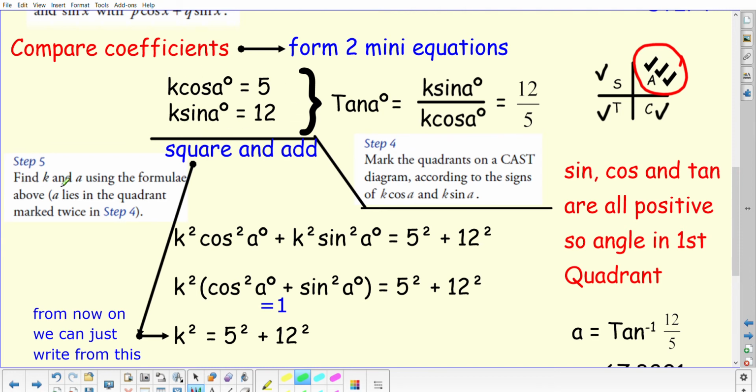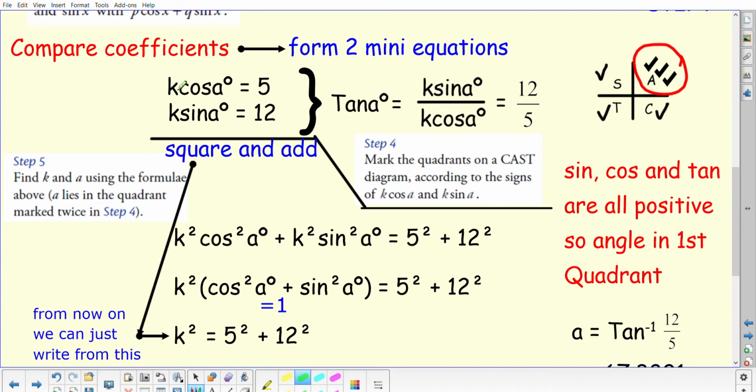So coming back to the two equations and looking at step 5. Step 5 says find k and A using the formula and above. It says A lies in quadrant, we've already spoken about that. So this is why I'm saying 4 and 5 kind of overlap. Now, this next bit I'm going to talk you through, but you will be able to jump down to, I don't know if you can see where I've got square and add. If you write that underneath, so draw in like a little line, write in square and add. You don't necessarily need to write the next two lines of working I've got here. I just wanted to show you or explain to you why this works.